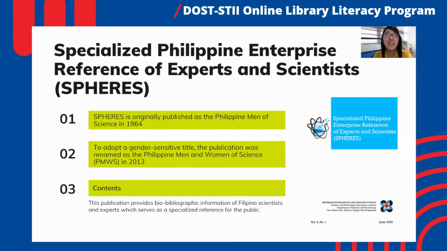Next, we have the SPEARS, or the Specialized Philippine Enterprise Reference of Experts and Scientists, which is originally published as the Philippine Men of Science in 1964 and renamed as the Philippine Men and Women of Science in 2013.